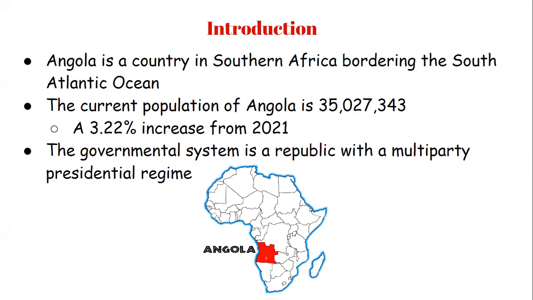So quickly, an introduction about our country: it is a country in southern Africa bordering the South Atlantic Ocean. The current population of Angola is 35,027,343, which is a 3.22% increase from 2021. And the governmental system is a republic with a multi-party presidential regime.